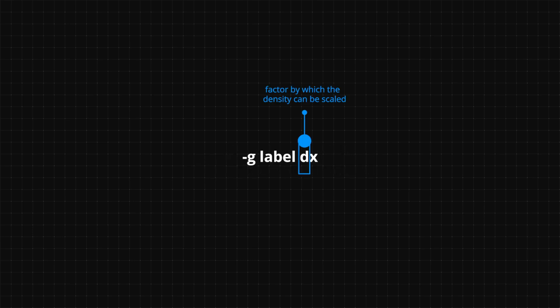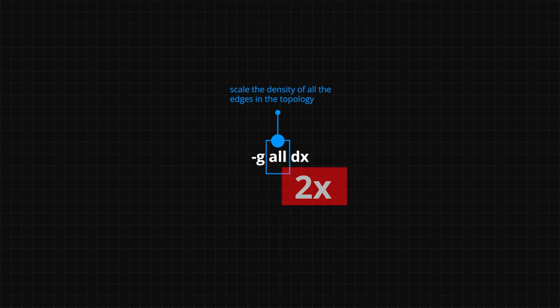In the schedule file, the syntax used to change the parameters of density is -g label dx, where d represents the factor by which the density can be scaled. Label represents the edge label as we discussed in the previous video. By default, all the edges in the topology are set to a predefined label, all. So by changing the label to all, it will scale the density of all the edges in the topology. This would change the density of all the blocks to twice the current density.